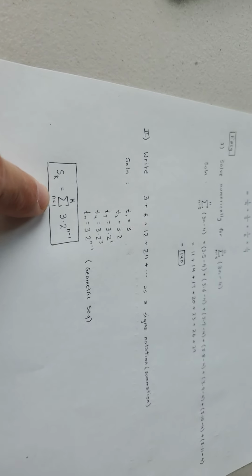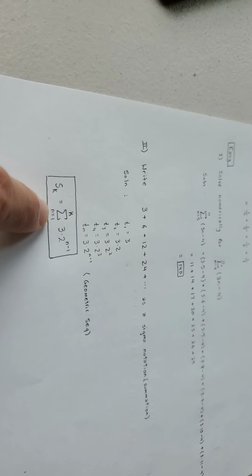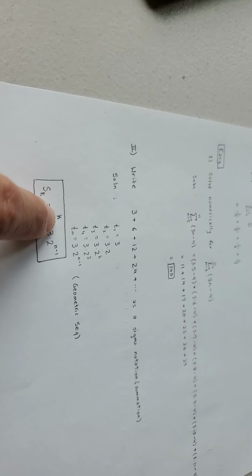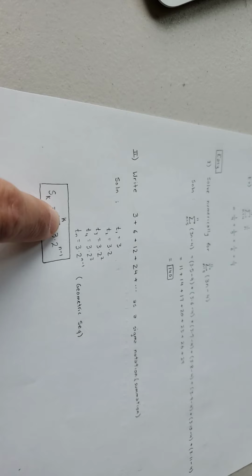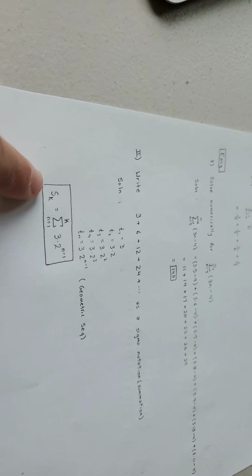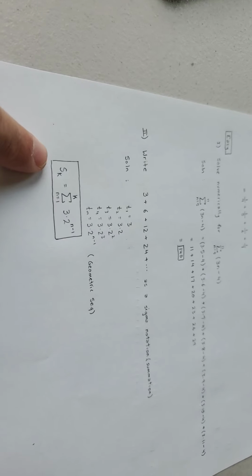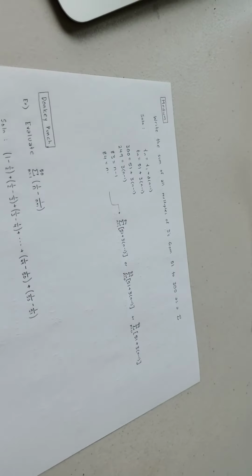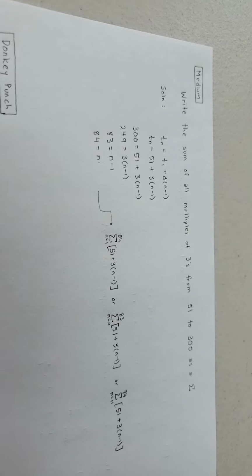So starting from the first term where n is equal to 1, we're going to go all the way to some arbitrary term, which we'll call k, for that equation, 3 times 2 to the n minus 1. So that's going to be our S of k then. Okay, so now let's head into a more difficult example of how summation actually works out.